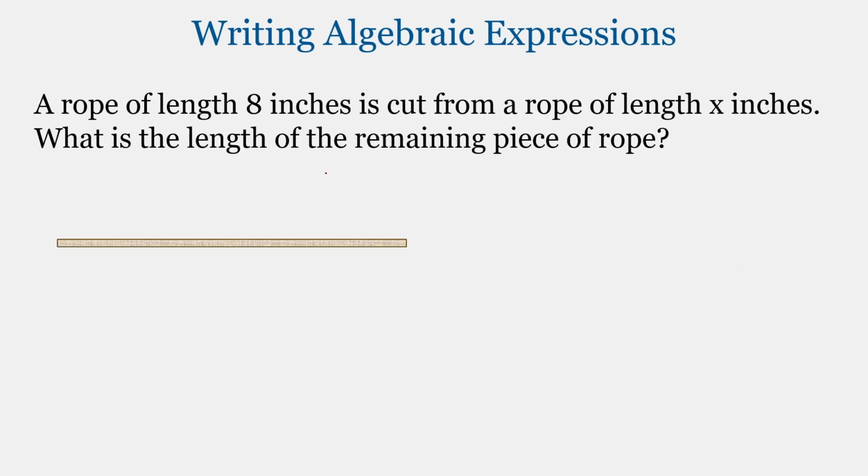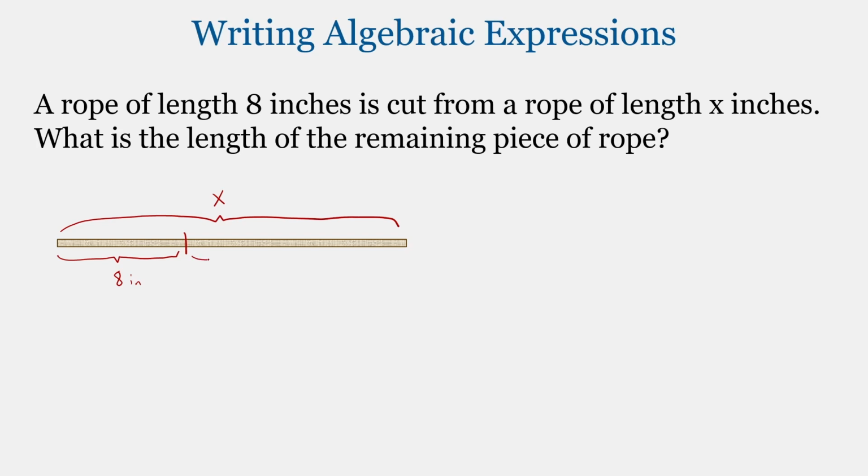So we have a rope of length 8 inches, and it is cut from a rope of length X inches. What is the length of the remaining piece of rope? So we have one large piece of rope, this whole piece of rope here, and it's X inches long. And we're going to cut a piece of rope from it that is 8 inches long. So this piece is 8 inches. What is the length of the remaining piece of rope?